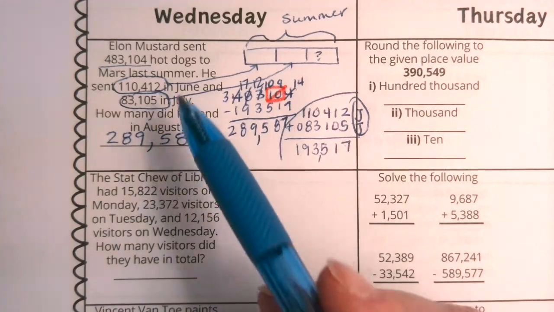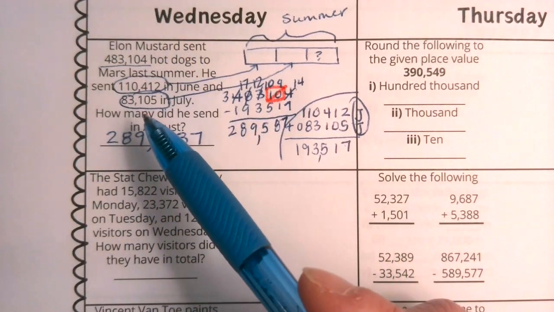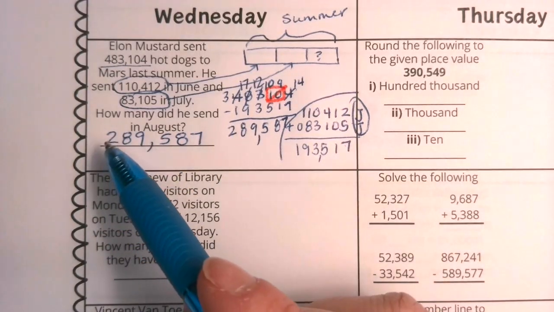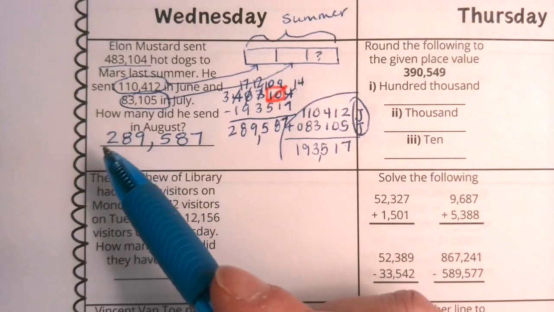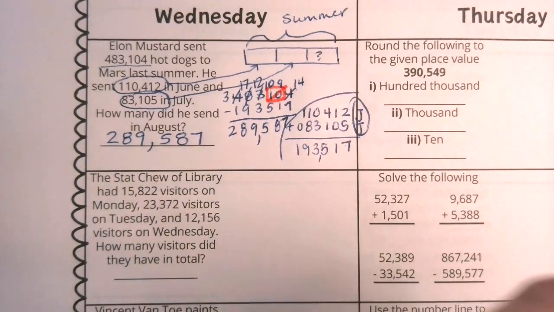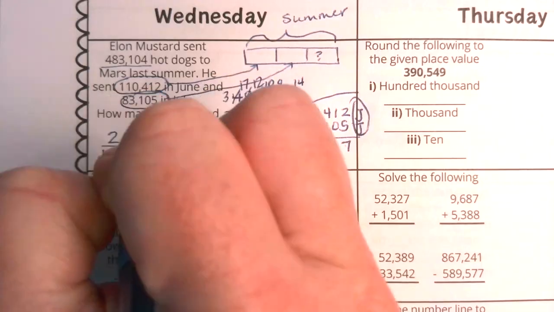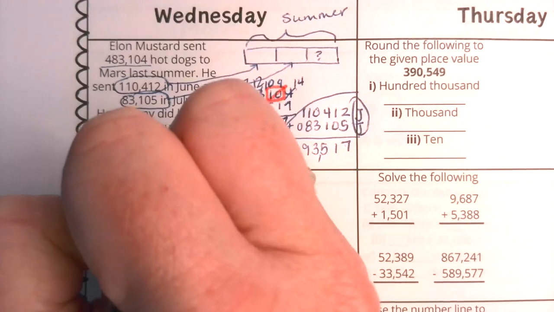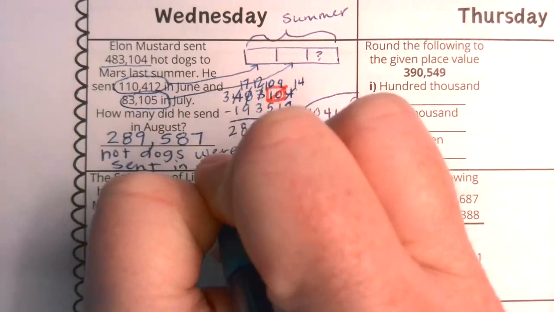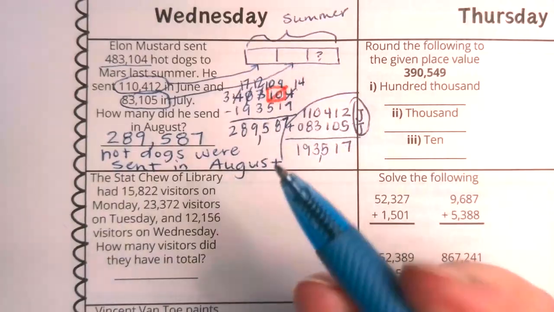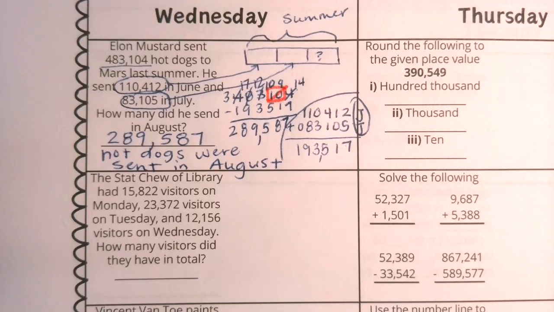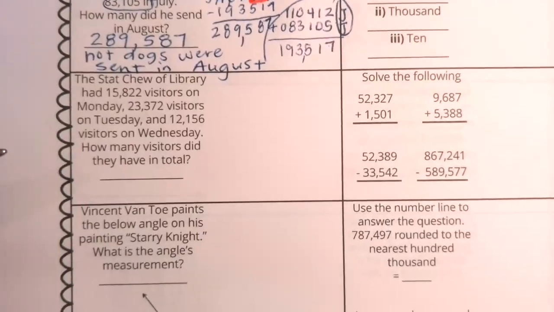Right? Now, since this does have lots of words here, I also say if your question has words, your answer should have words too. So I'm going to go ahead and write that this number, 2,289,587, and then I'm going to write hot dogs were sent in August. And again, now I have given this number context back to this silly question about Elon Mustard and sending hot dogs to space. All right, let's go to our next question.